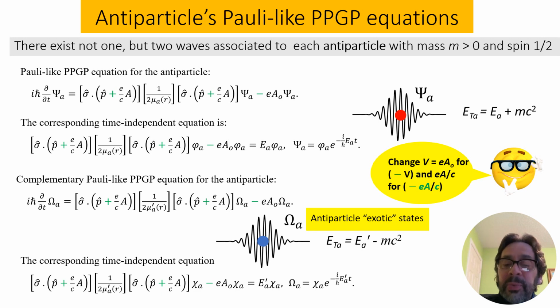What equation is this wave a solution of? Well, it will be the complementary Pauli-like PPGP equation for the antiparticle. How do you obtain this equation? Well, you write the complementary Pauli-like PPGP equation for the particle, and then you make the same substitution. The corresponding time-dependent equation is shown below.